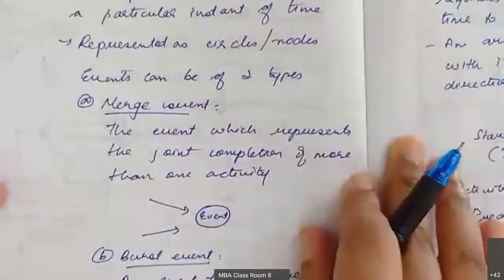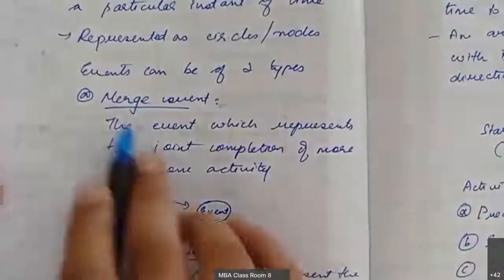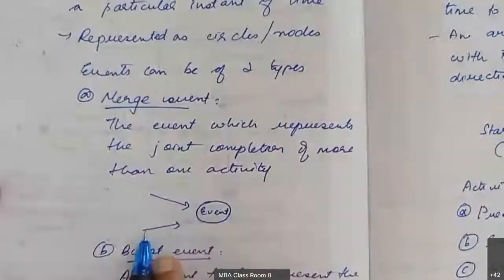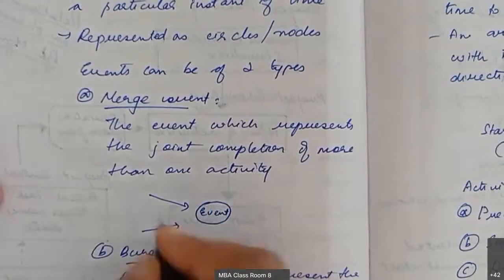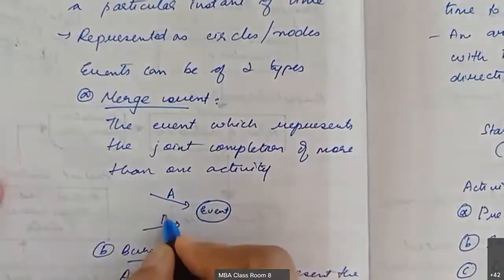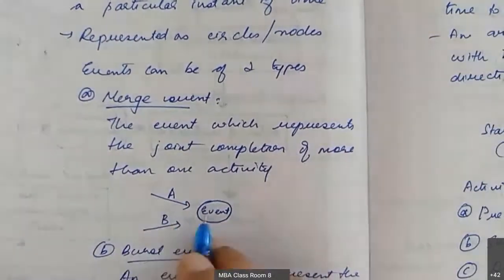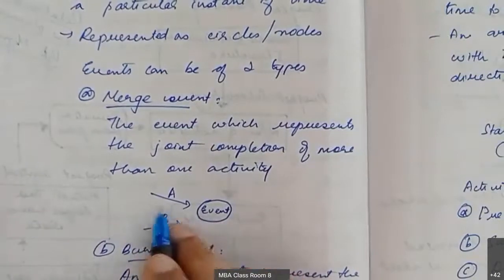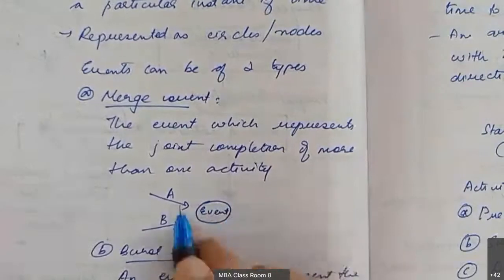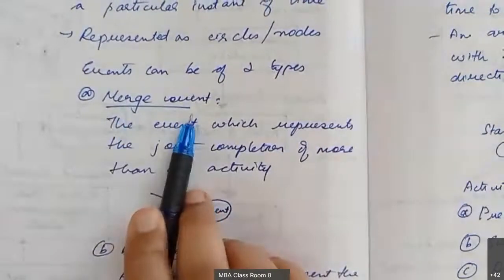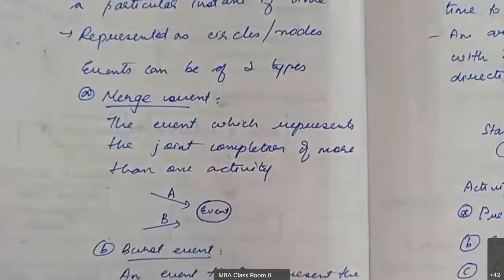Then we have 2 types of events. The first one is the merge event, if 2 or more activities are coming together to form the end event. For example, here we have an activity A and here we have an activity B. When both of them are completed, we mark the completion. Such cases are called merging. So that is the merge event, and then we have the burst event.